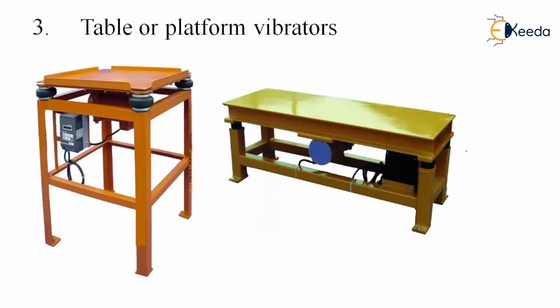The third is table or platform vibrators. This one is the table vibrator. It is placed on four stands, four legs. This is the machine to set the frequencies and the timing for those vibrations. This is the table where the concrete blocks are actually placed.